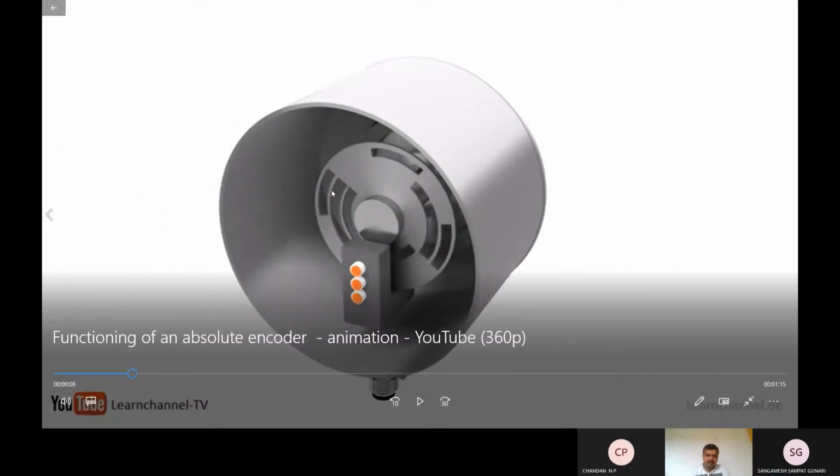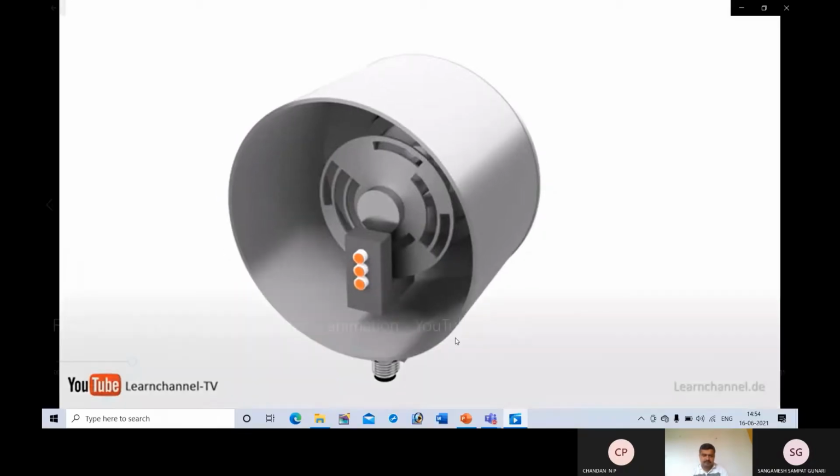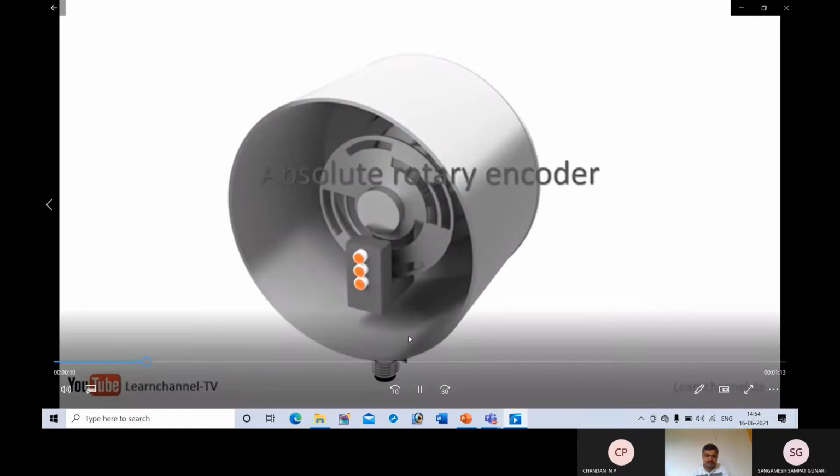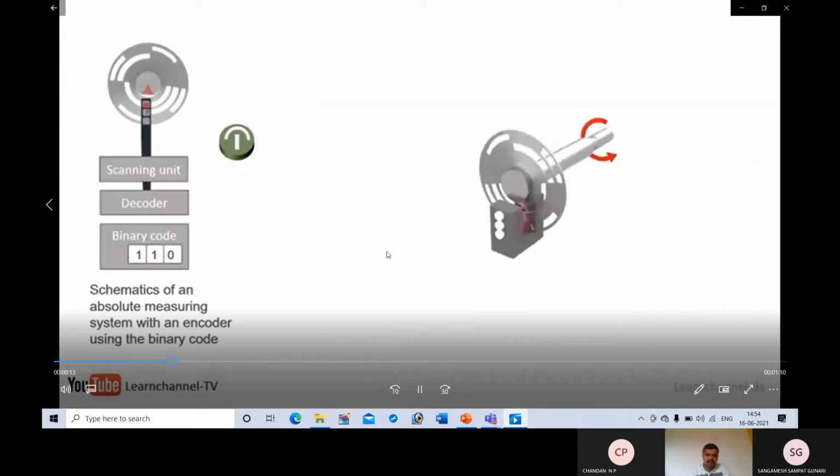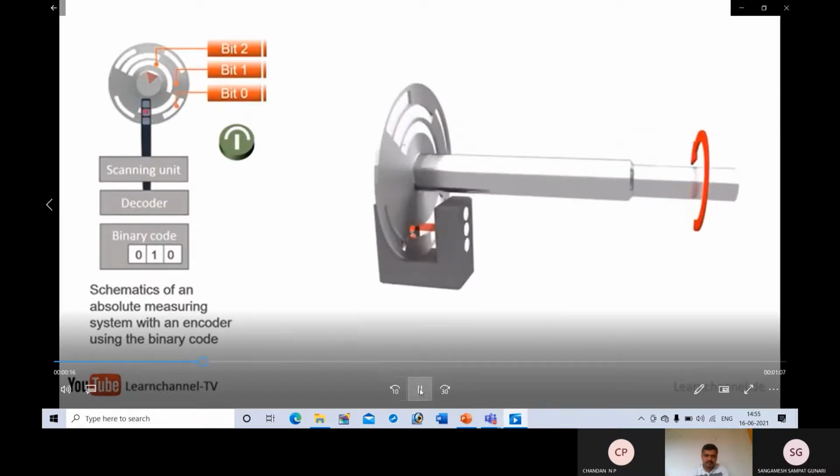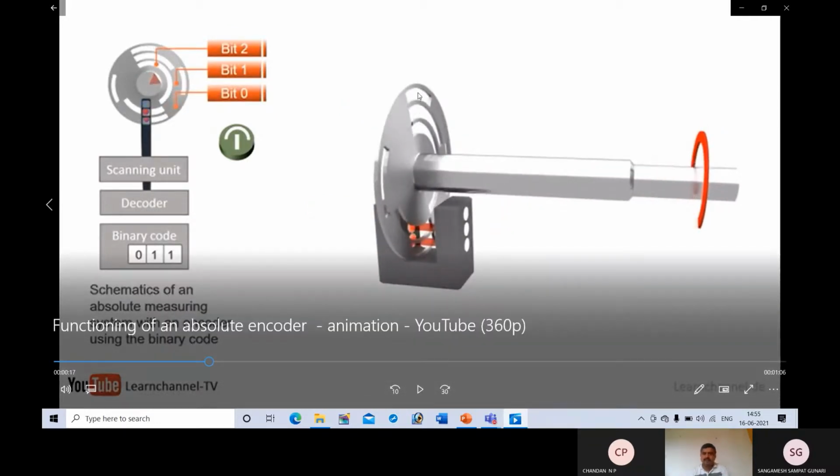Okay, here you can see there are 3 tracks. In this absolute encoder, there are 3 tracks, 1, 2, and 3, and that's why there are 3 photocells. So here, 3 sensors. It consists of 3 tracks, 1, 2, and 3, and again it consists of 3 sensors.